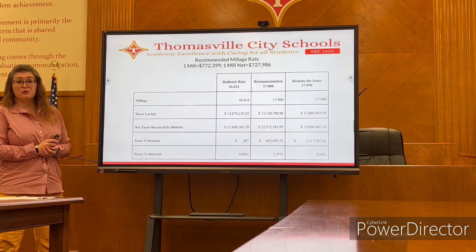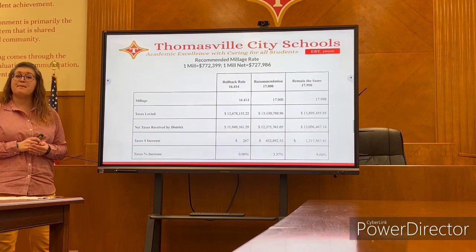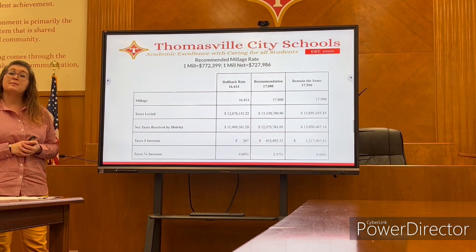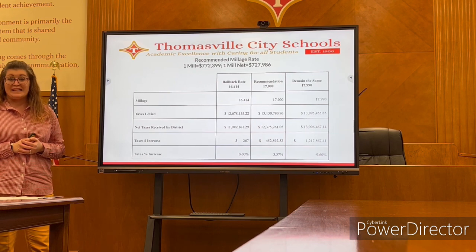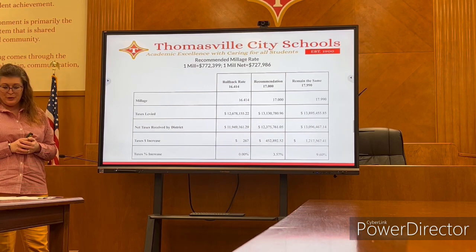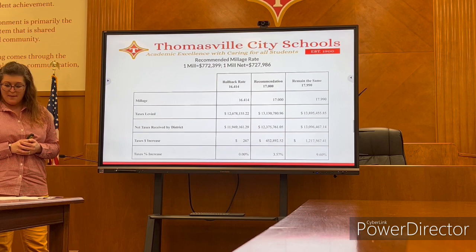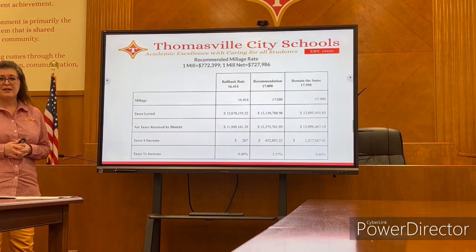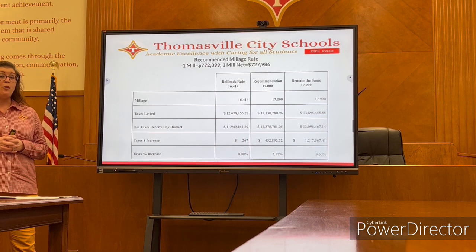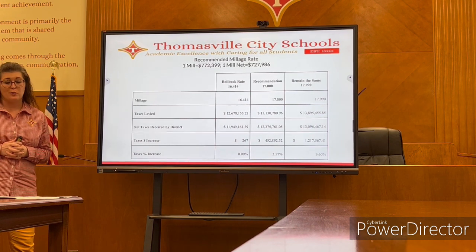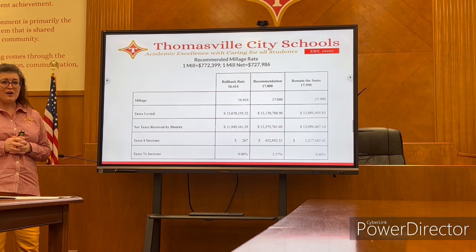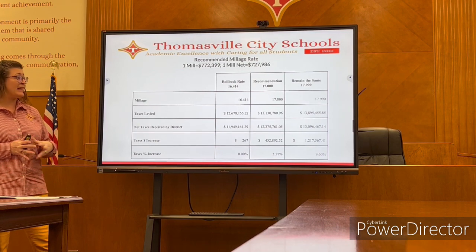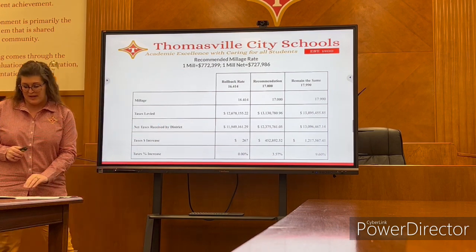Thomasville City Schools is responsible for identifying the amount of local taxes needed to meet budget requirements and sets the millage rate that will produce that amount of revenue based on the value of one mill. After feedback from the public, the Board of Education adopted the rollback rate of 16.414 mills. Therefore, the district receives approximately $11.949 million this current school year from property taxes.